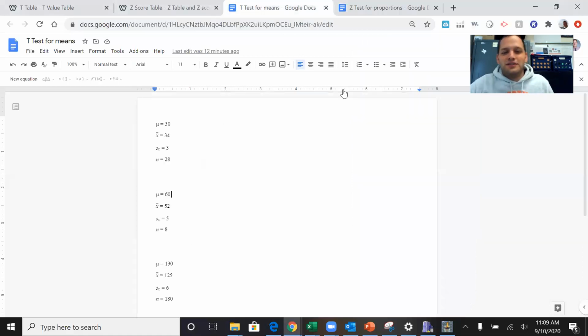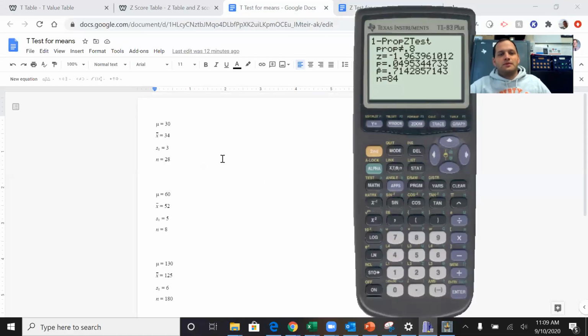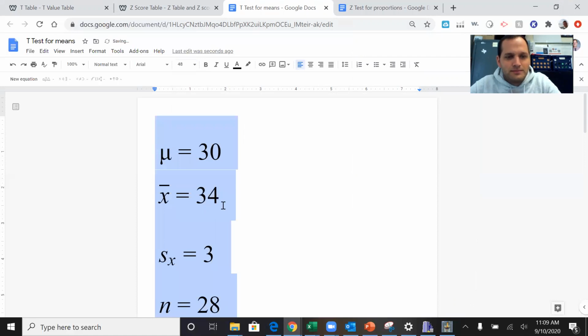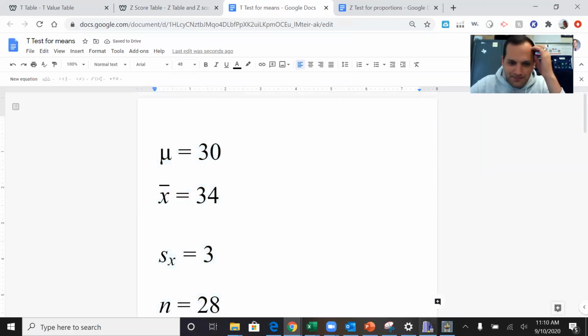Let's look at how to do a t-test with this calculator. Let's make this all a little bit bigger, so we can see it a little better. There we go. All righty.